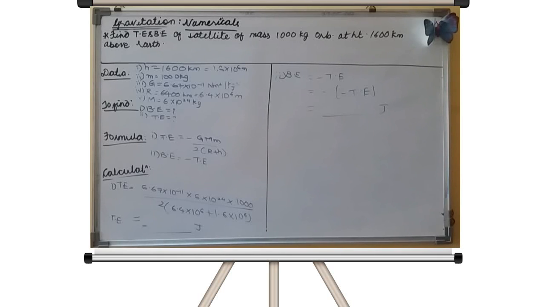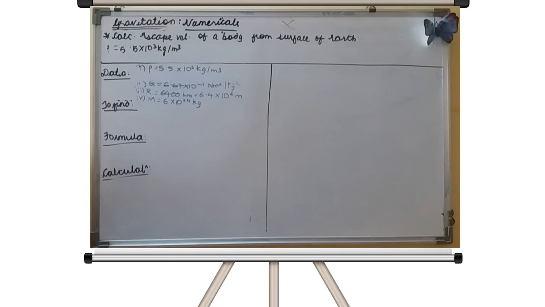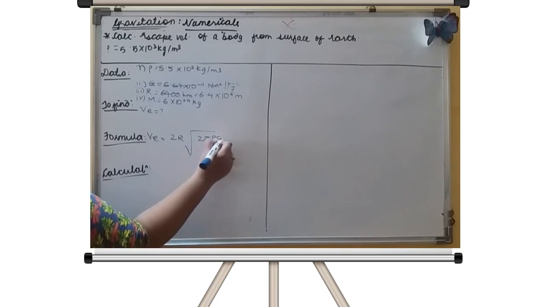You have to calculate here the escape velocity of a body which is getting removed from the surface of the earth. Here mean average density is given to you, and also this general information. So what is the formula for escape? We have to find escape velocity. Formula for escape velocity is 2r under root of 2 pi rho G upon 3.